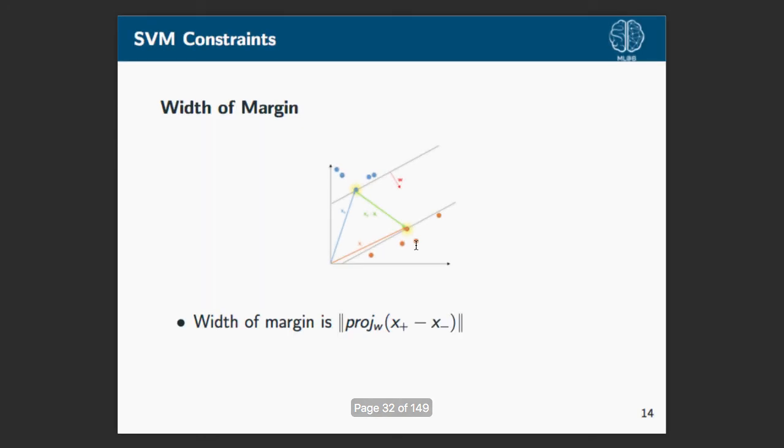If I take this green line and project it onto W, I can get the width of the margin. So let's go through that. The width of the margin is the projection onto W of x plus minus x minus. x plus is here, this is x minus, and that's our residual vector. The projection, or the width, is just x plus minus x minus times the projection on W, which is W over its norm.